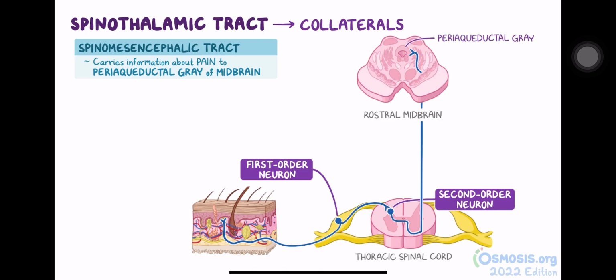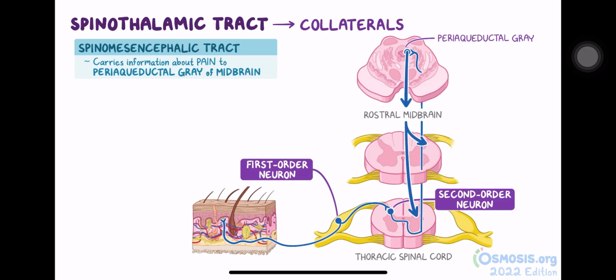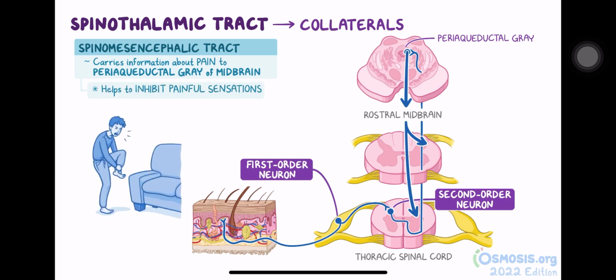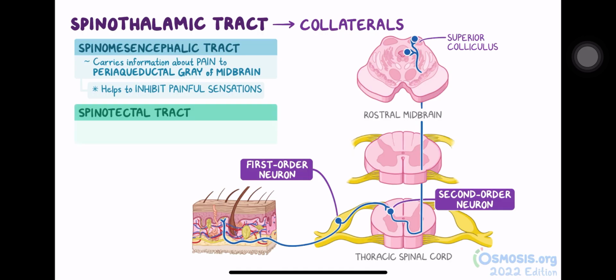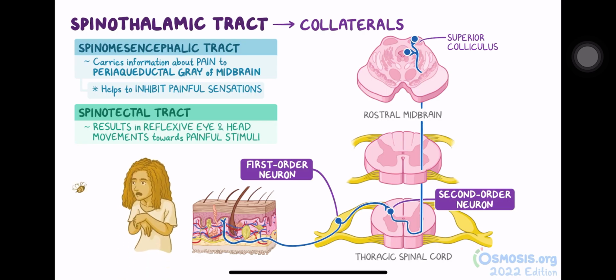The periaqueductal gray then initiates a cascade of synapses that terminates back on neurons within the spinal cord. This tract and system is important in helping to inhibit or control painful sensations. There are also collaterals that terminate in the superior colliculus within the tectum of the midbrain through the spinotectal tract. The superior colliculus is an important visual reflex center, with the spinotectal tract providing afferent information that results in reflexive eye and head movements toward the site of painful stimuli.